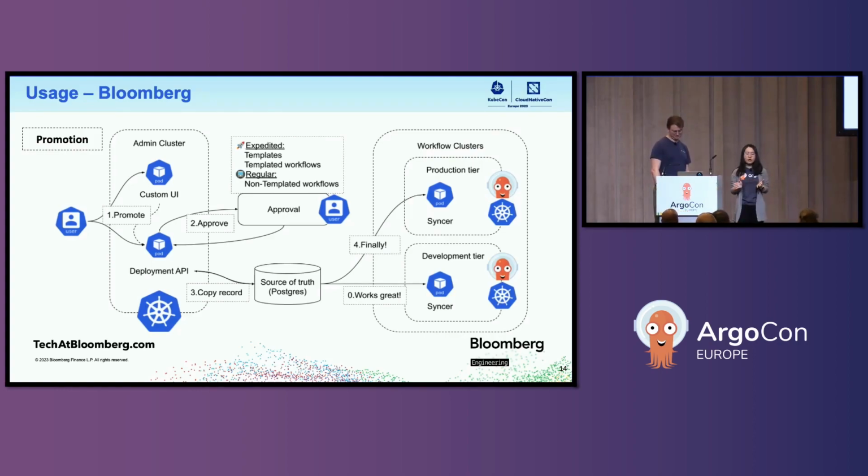Of course, during this process, we try to encourage our users to use as many templates as possible, not use some customized stuff. It's allowed, but we don't encourage that. We encourage by making a fast track for those templated resources. Once the approval gets passed, the deployment API essentially just copies the record for the development tier and creates one for the production tier and relies on the syncer again to pick it up.